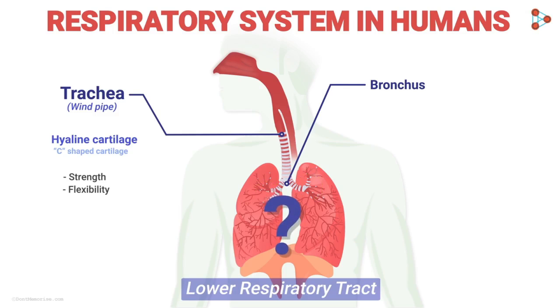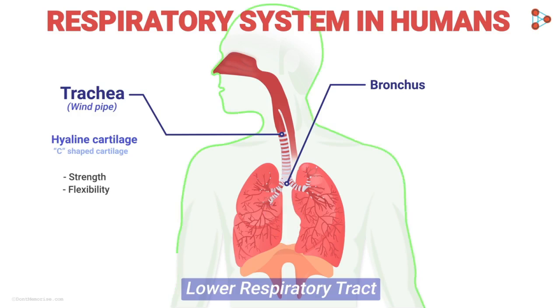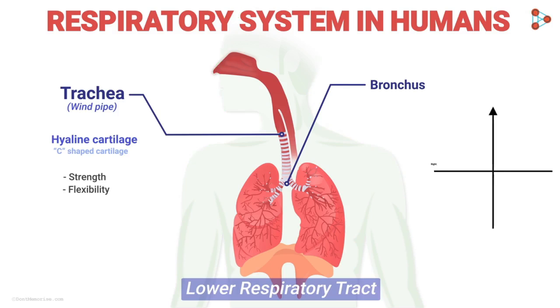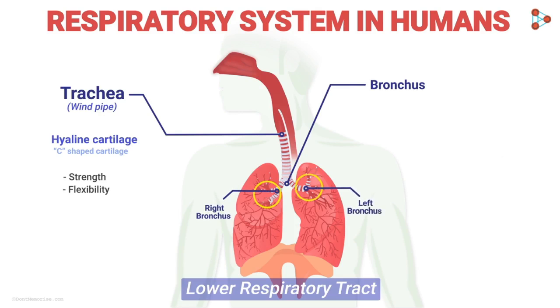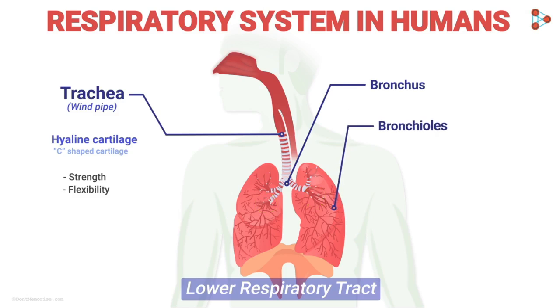Which is the right and which is the left, by the way? Well, here we're referring to the structures with respect to the human body that has this system. In other words, if this individual is standing in front of you, then this is the right and this is the person's left side. Similarly here, this is the right and this is the left main bronchus. Getting back, the bronchi enter the respective lungs to get further divided into bronchioles.